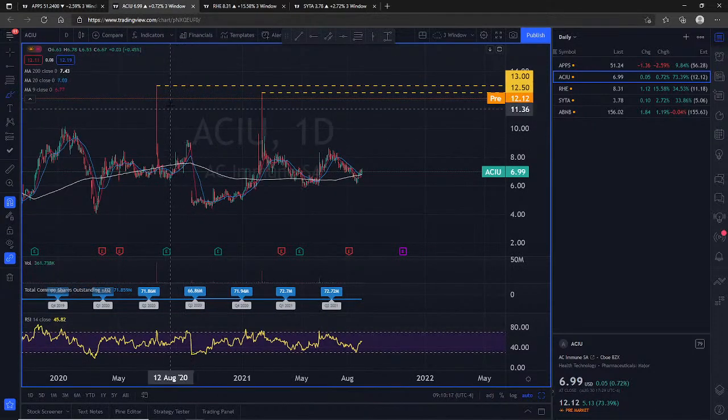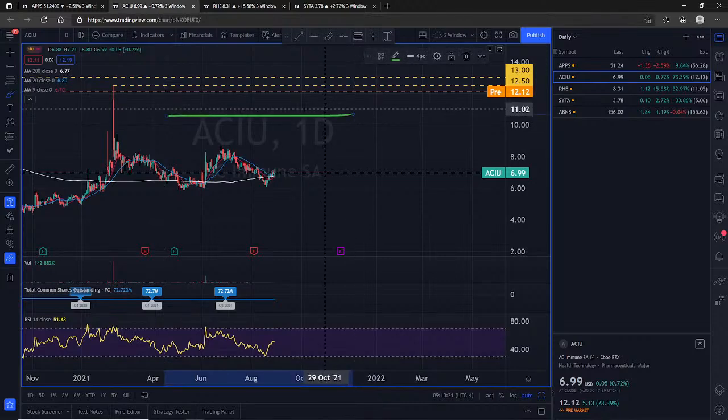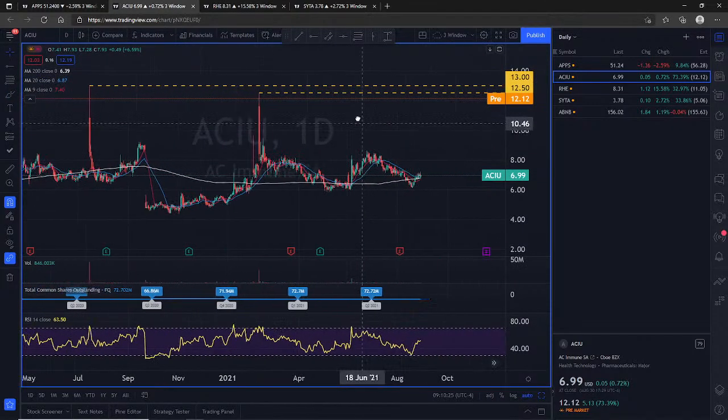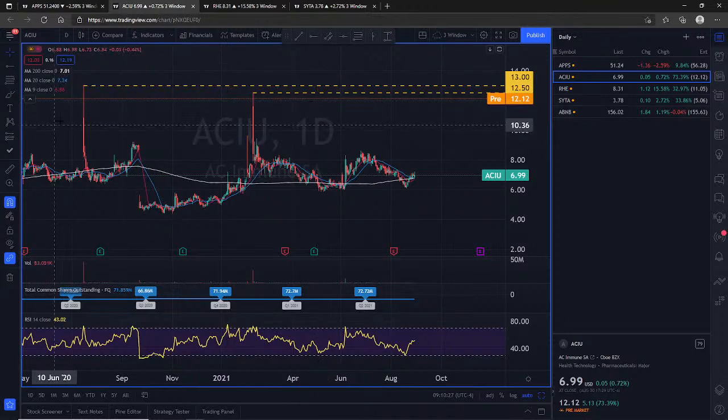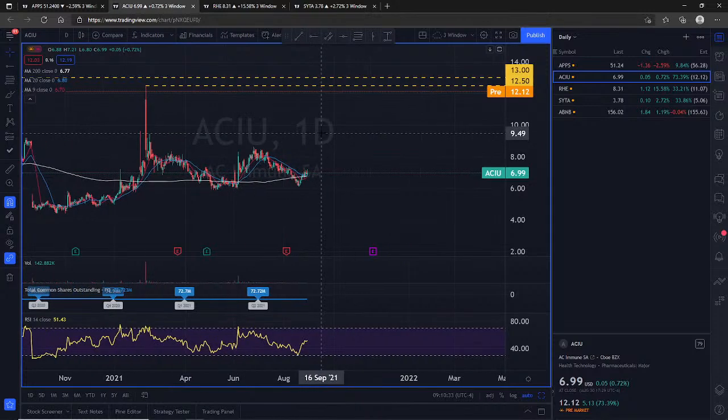Its previous opens after these runs right here were considerably lower, and so I imagine that it's probably going to hit resistance pretty quickly and then just start dropping down.